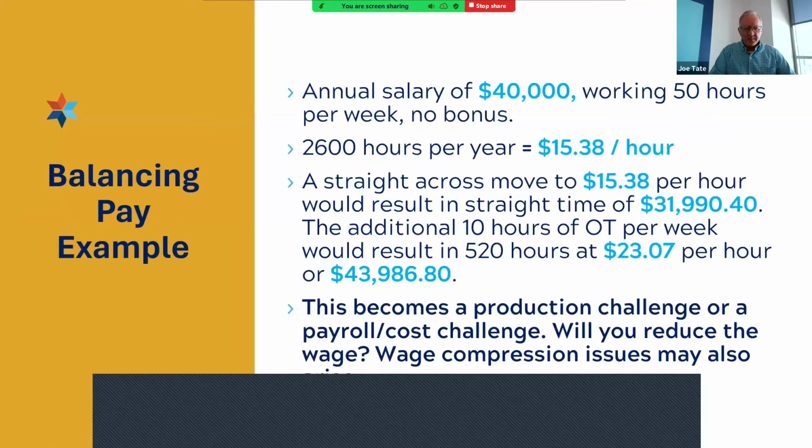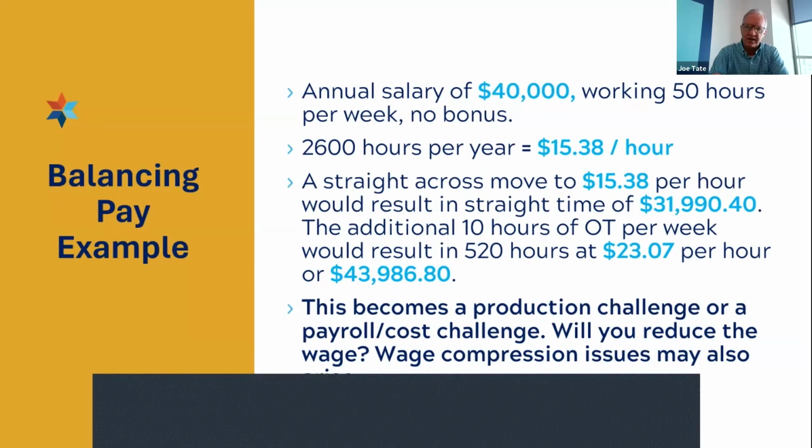So I call this my balancing pay example. This is just a mindset of, okay, what are we going to do now that we have someone who would be well below that new threshold. They're making $40,000 a year. Let's say they're running a small restaurant and working 50 hours a week, no bonus. If I calculate that out, 50 hours a week times 52 weeks is 2,600 hours that person works a year. So at the end of the day, they're making $15.38 an hour.